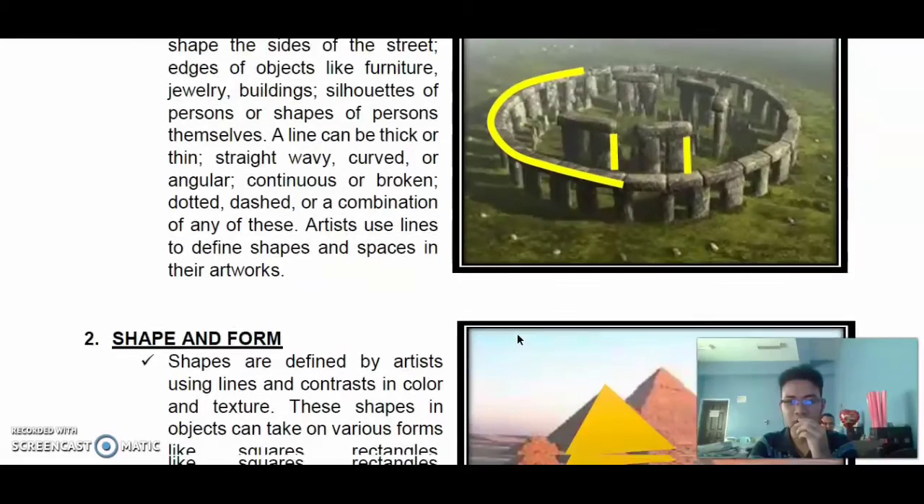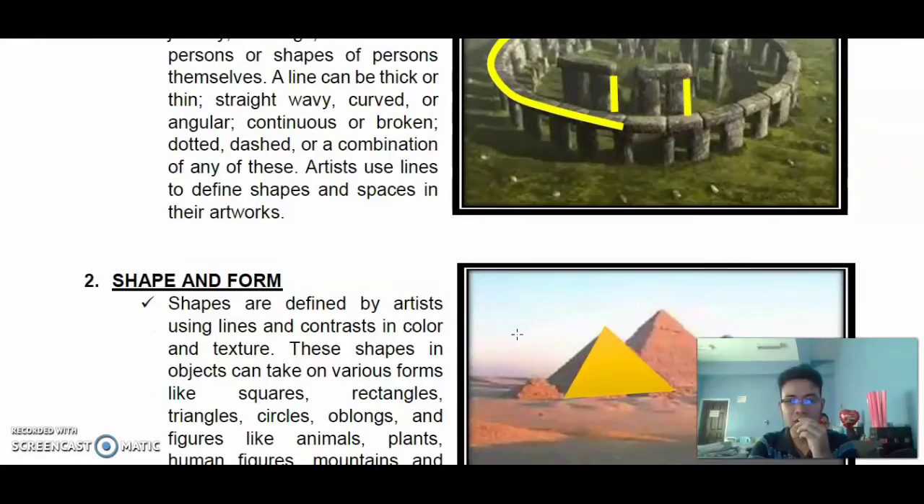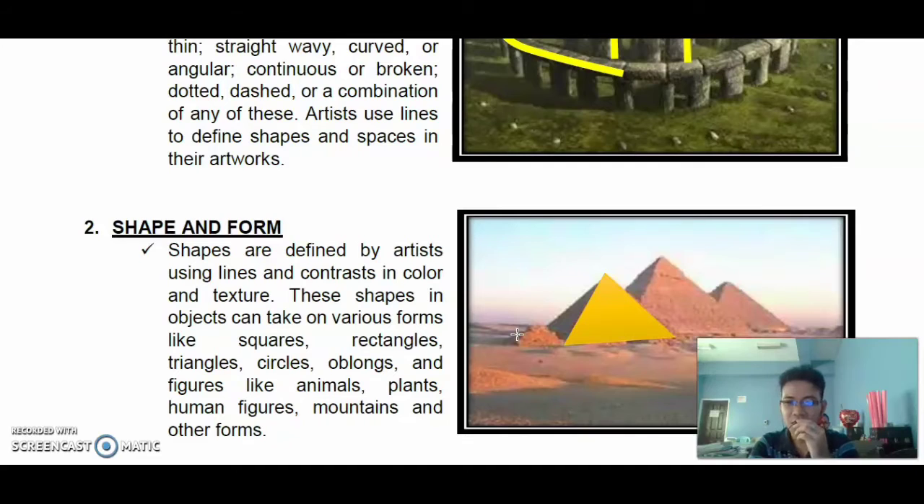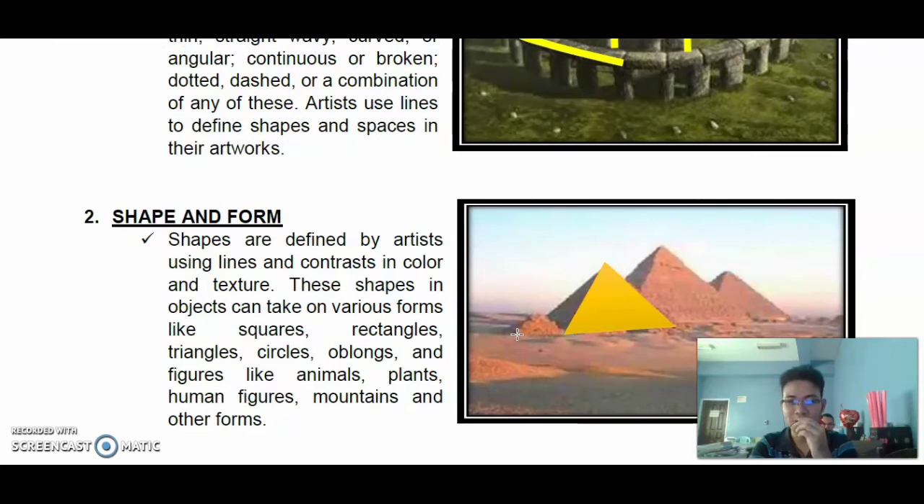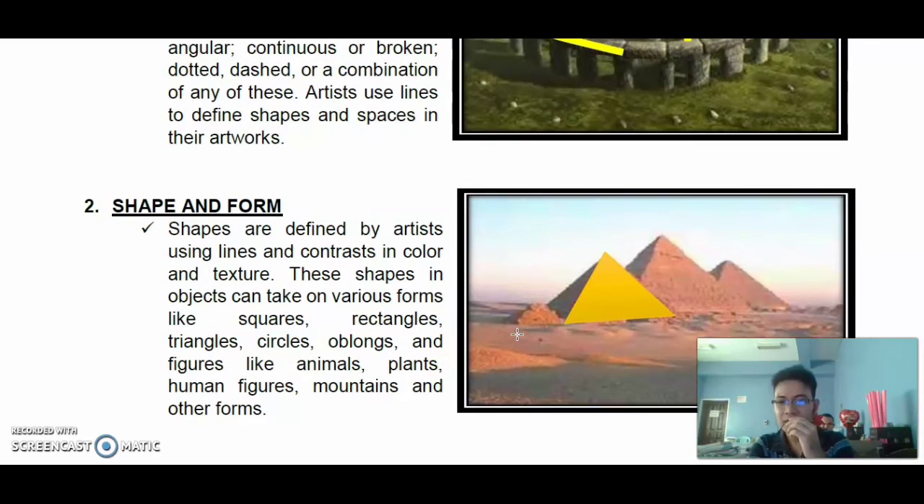So the next one we have here is shape and form. Shapes are defined by artists using lines and contrasts in color and texture. These shapes in objects can take on various forms like squares, rectangles, triangles, circles, oblongs, and figures like animals, plants, human figures, mountains, and other forms. So we have here an Egyptian pyramid wherein there is the shape of a triangle. So very explanatory.